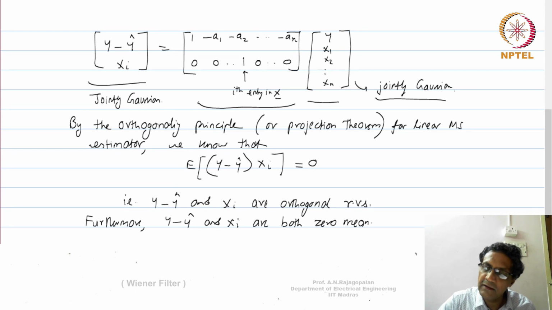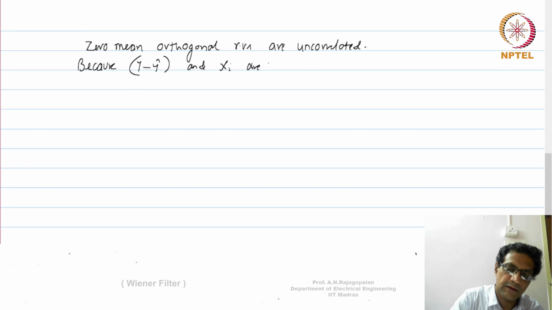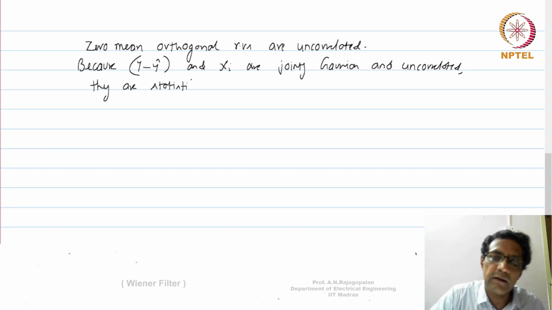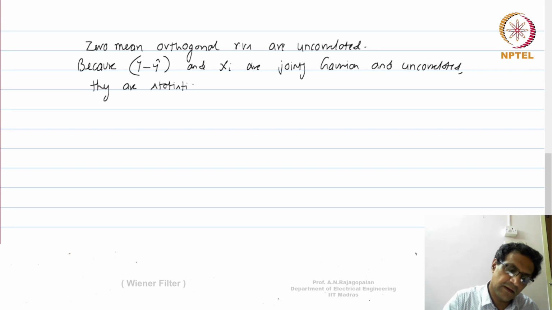Okay, and we know from standard random variable theory that zero mean orthogonal random variables are uncorrelated. And because y minus y hat and xi are jointly Gaussian and uncorrelated, they are statistically independent, right? This follows because of the fact that you have a Gaussian situation. If it was not Gaussian, we couldn't have made this statement. For a Gaussian random vector, uncorrelatedness implies statistical independence. They are statistically independent.